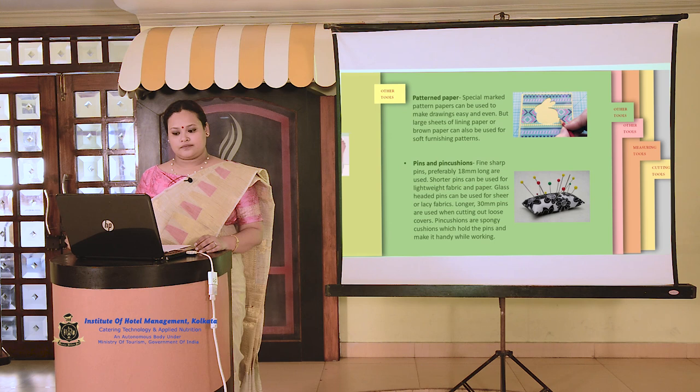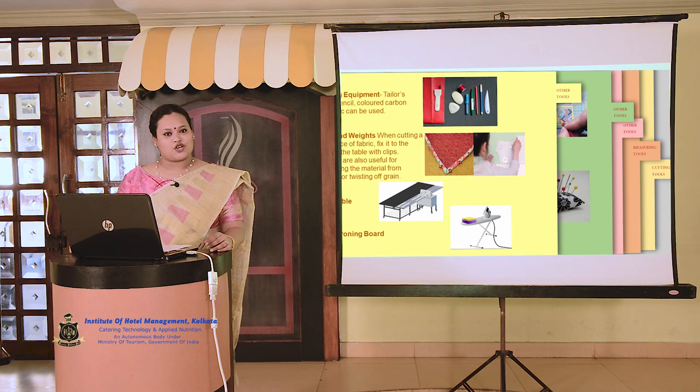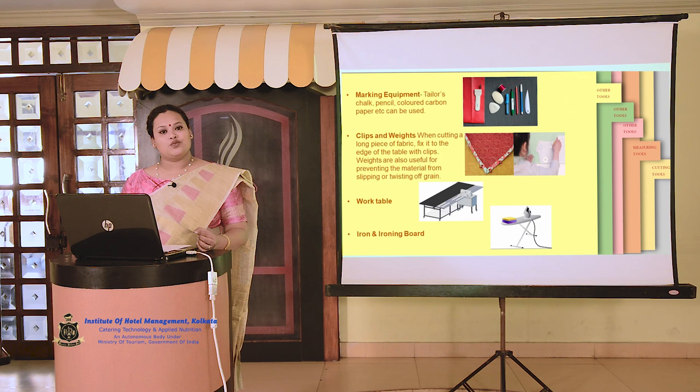Then we have the marking equipment for a tailor, also known as a tailor's chalk, which actually looks like a used bar of soap. Also apart from that, we can use a colored carbon paper or a pencil for marking lines and drawing patterns on the fabric for cutting it out.